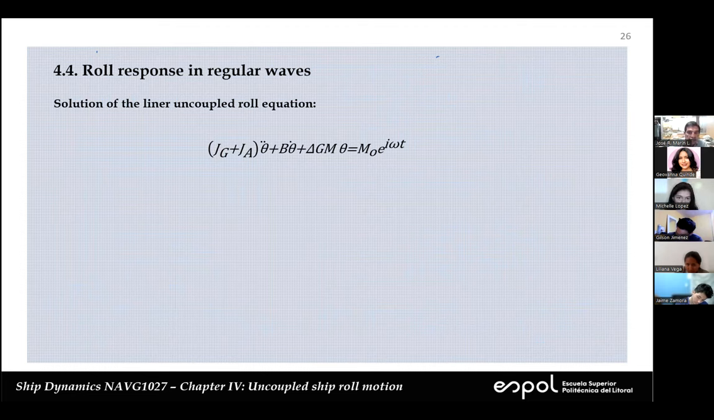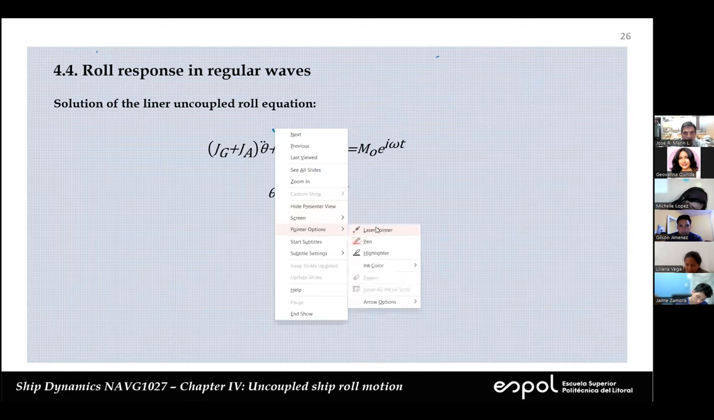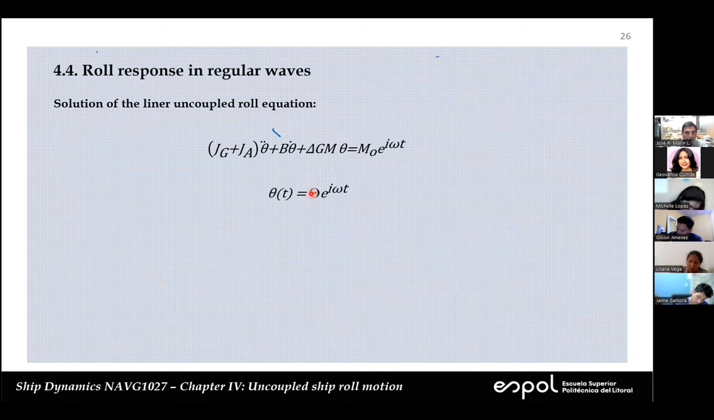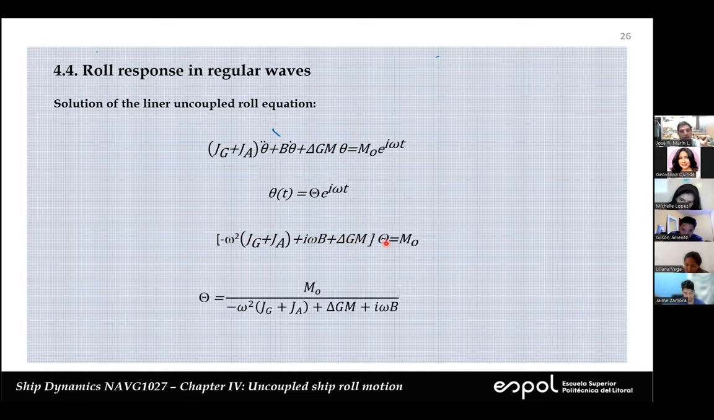Now to proceed, okay? This is the solution. Okay, then in this case, big theta is the amplitude. So this is the amplitude. But remember that this is complex in general. This is complex, okay? Don't be afraid of that. We replace this into here, here, and here, and this is what we have. We know this, so this is real, and this is imaginary. We need this, so we take this to the right-hand side, and this is what we obtain.